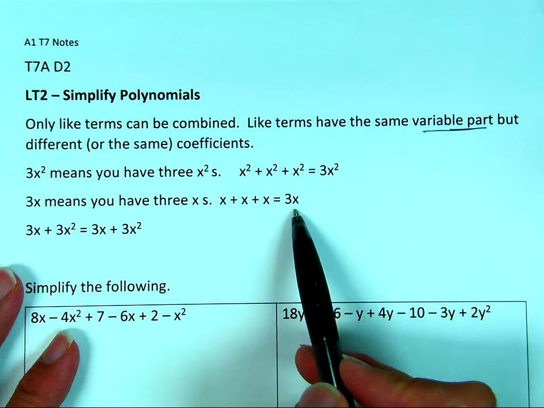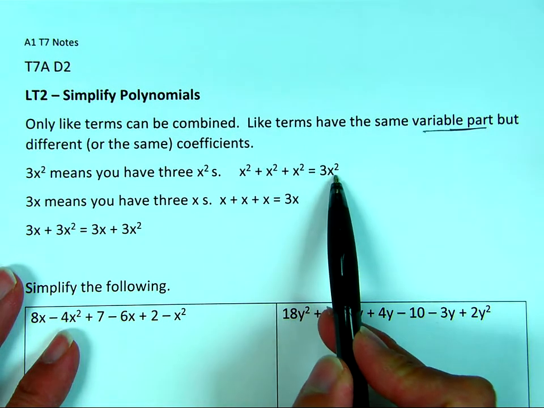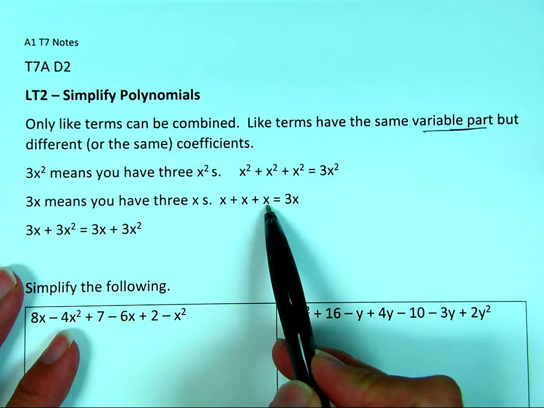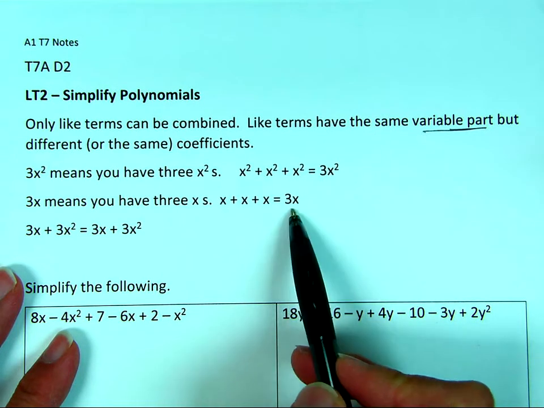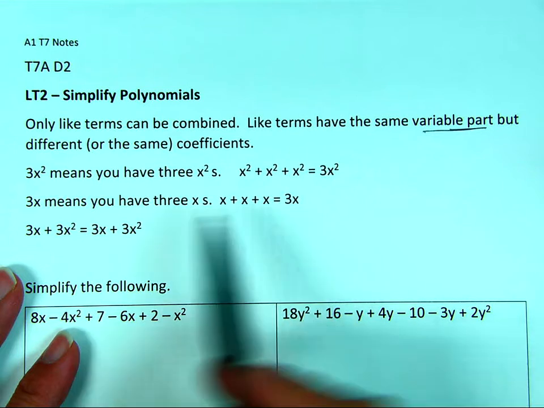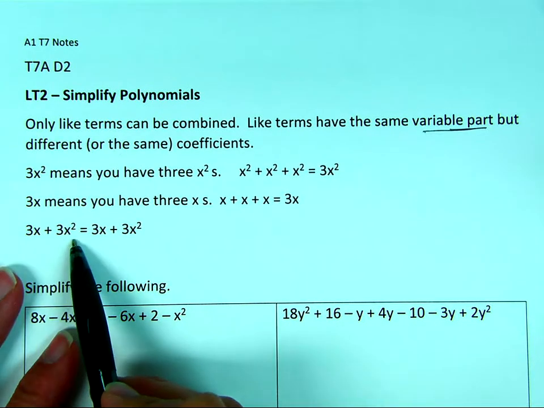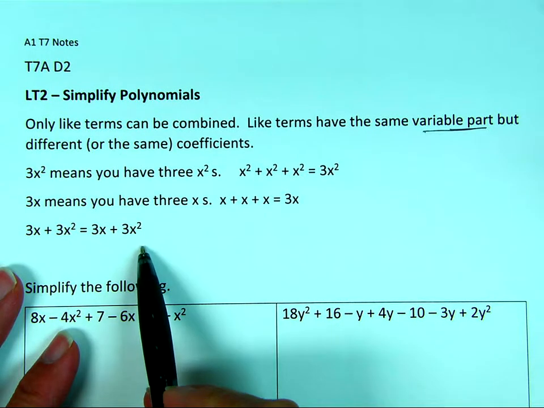These are not the same. This number tells me how many x's I have. This number tells me how many x squareds I have. X squareds and x's are not the same, so I cannot combine those. So you have to be really careful with that. 3x plus 3x squared equals 3x plus 3x squared.